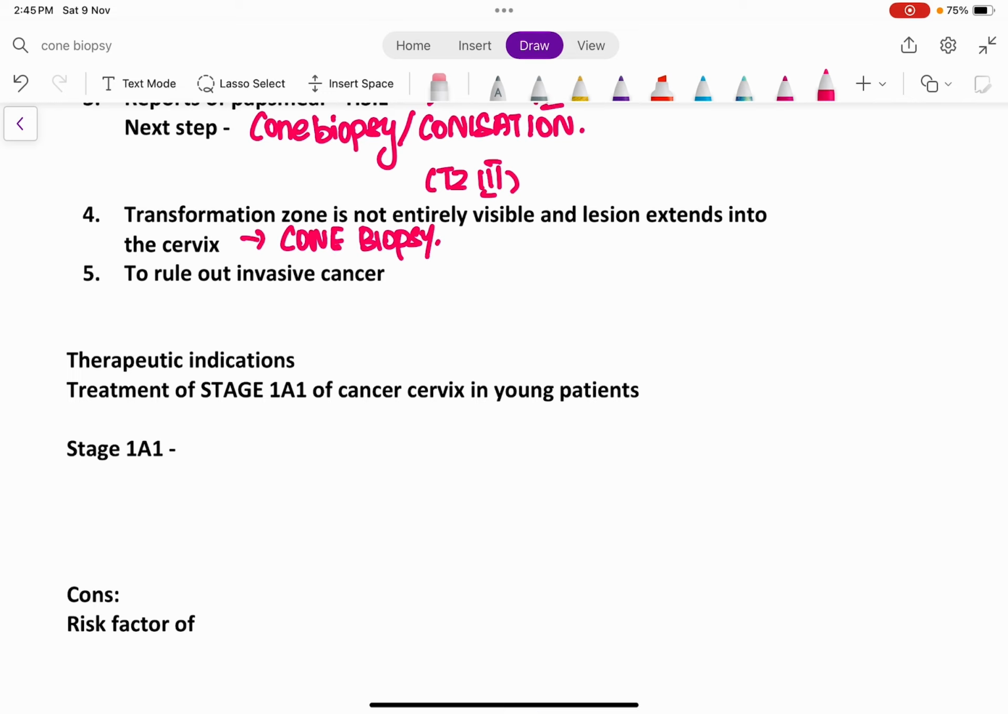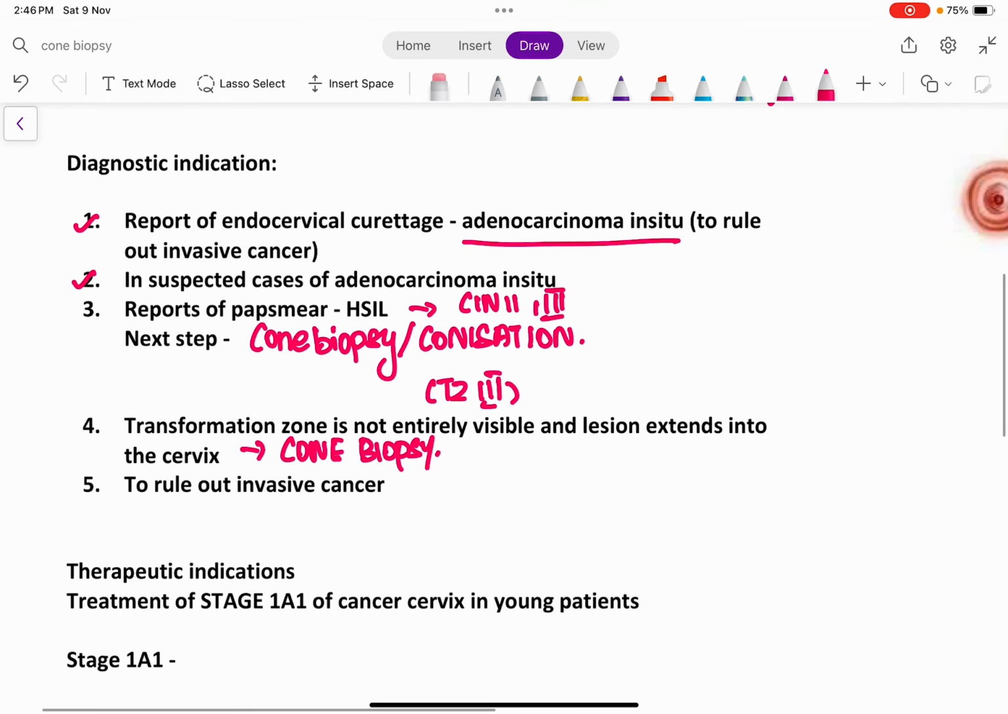And to rule out any invasive cancer being present in the cervix, you have to take this approach of cone biopsy, because cone biopsy involves samples from the ecto, endo and the transformation zone. So basically the indication goes like adenocarcinoma in situ. What are you going to do if the report of the endocervical curettage comes out to be adenocarcinoma in situ? You have to do cone biopsy in order to rule out any invasive cancer being present in the cervix. And in any suspicious case of adenocarcinoma in situ, you have to do cone biopsy.